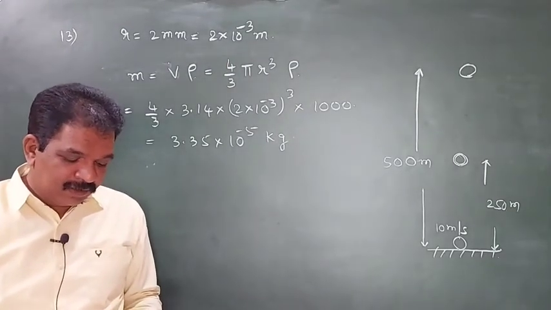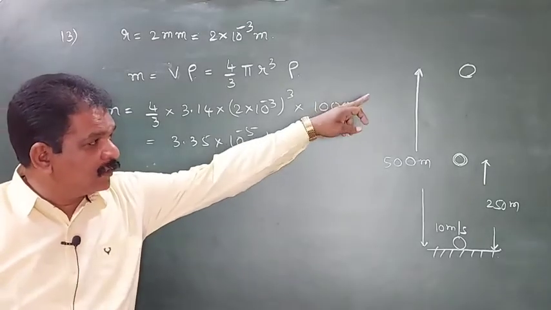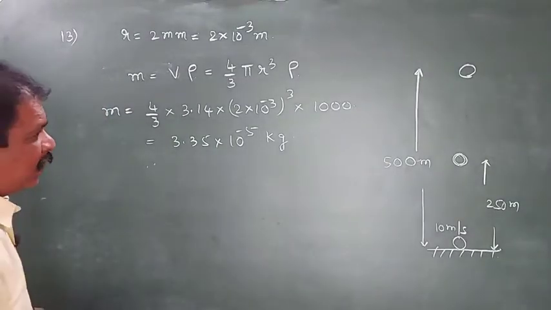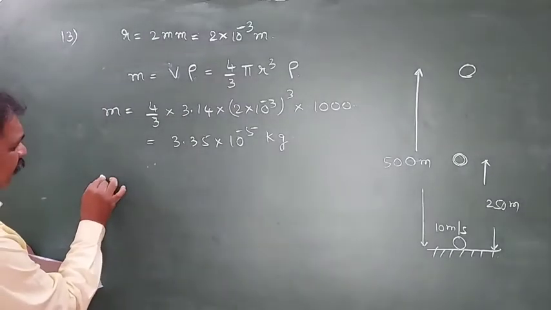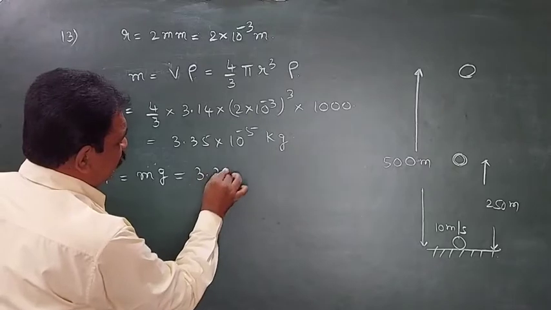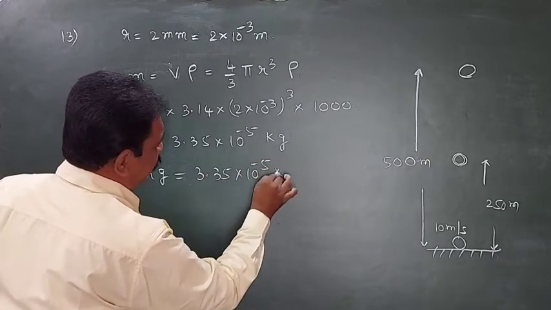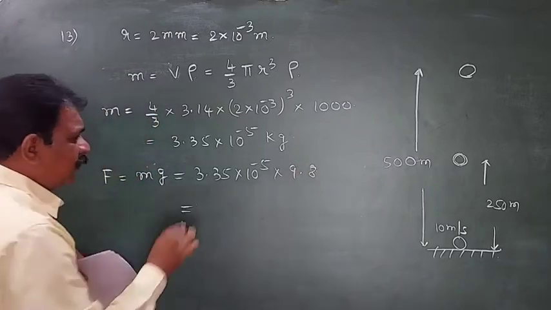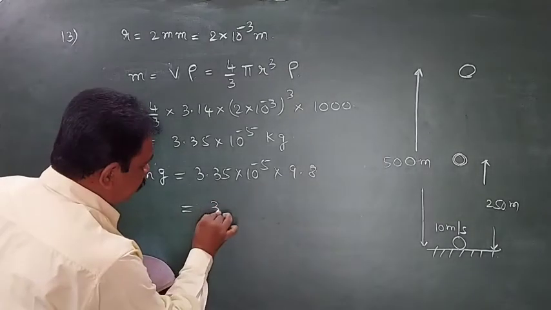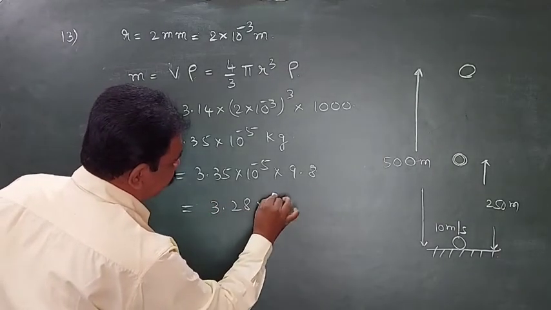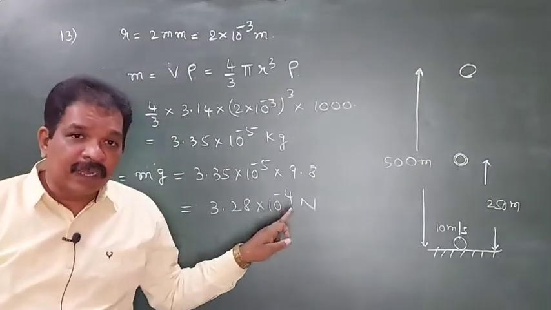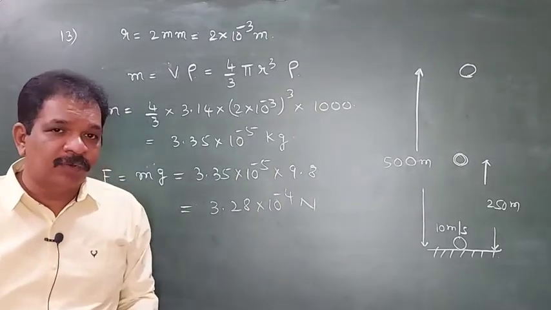Okay, then what is the work done from here to here? This is nothing but potential energy. Or if you find force, F is equal to m into g, 3.35 into 10 power minus 5 into g value, which will be 9.8. If we calculate, finally this is 3.28 into 10 power minus 4 Newton. That is the gravitational force acting on the body.